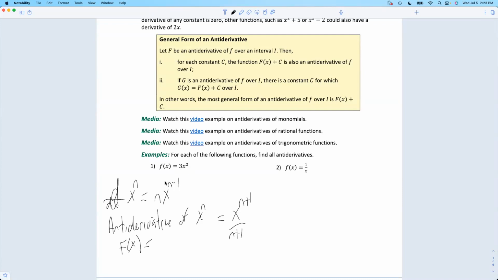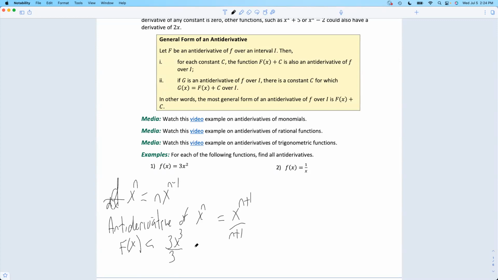Now listen to my words here. Typically speaking, we're going to use capital letters for antiderivatives, lowercase letters to be that guy's derivative. You got to keep those separate or you're going to have a bad time. The antiderivative of this guy, we're going to take that exponent, raise it up by 1. So 2 plus 1 is 3, dividing by the new exponent.